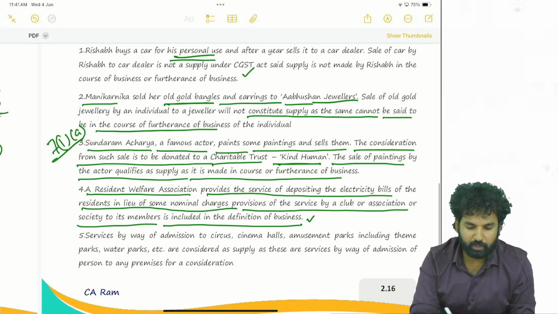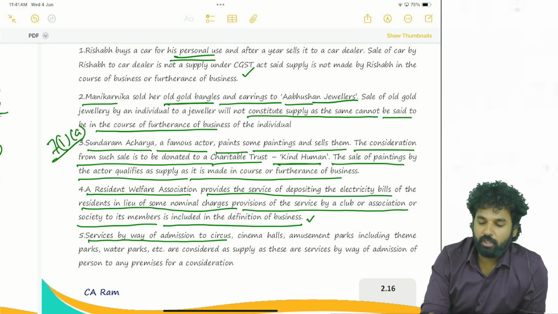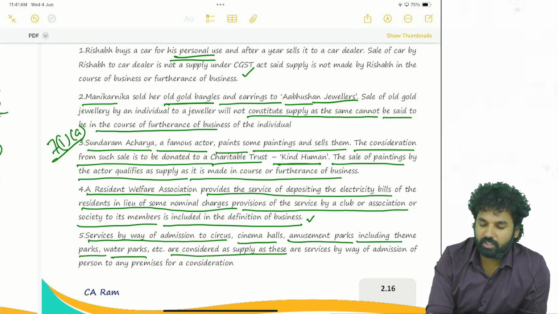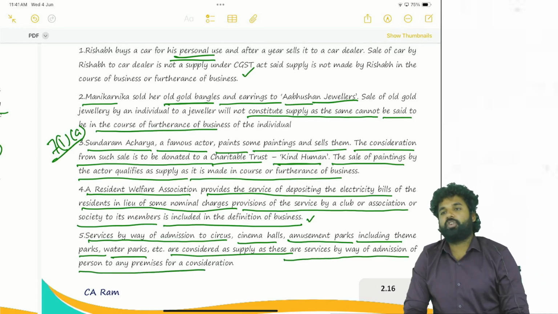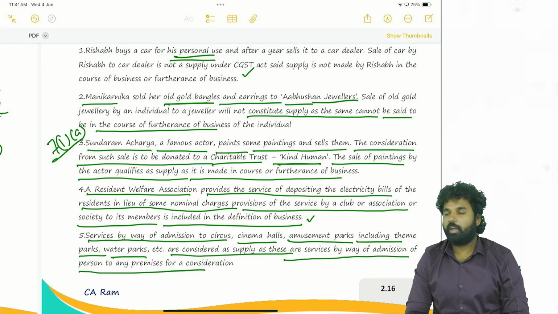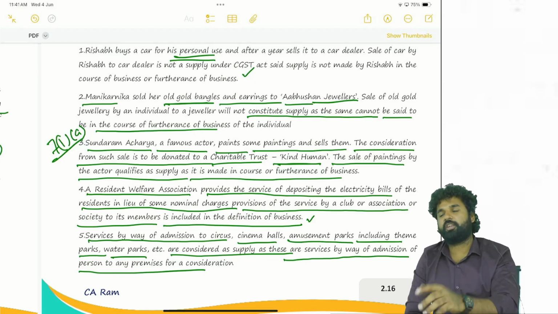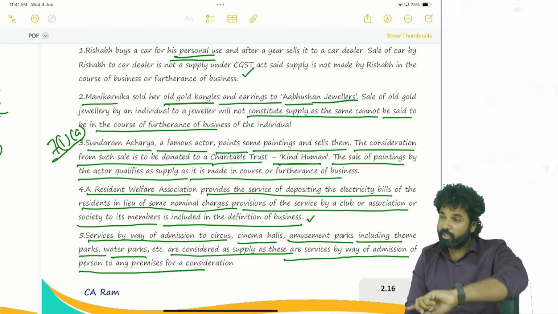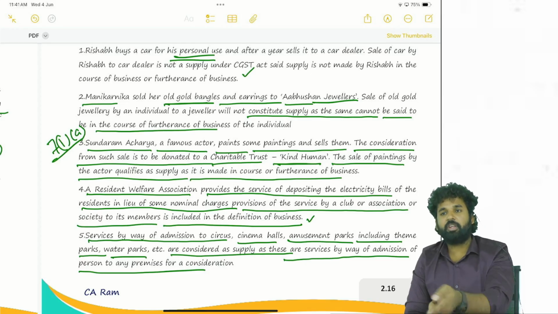Okay, right. Last point, services by way of admission to circus, cinema halls, amusement parks, including theme parks, water parks, etc. are considered as supply, as these are services by way of admission to a person to any premises for consideration. Got it? Okay. So admission to a premises for some consideration is also a business. Service is there, business is there, consideration is there, 7(1)(a) is attracting, supply is there. Supply is there means GST may come if it is not an exempt supply, if it is a taxable supply, and it is made by a taxable person, then only GST will come.